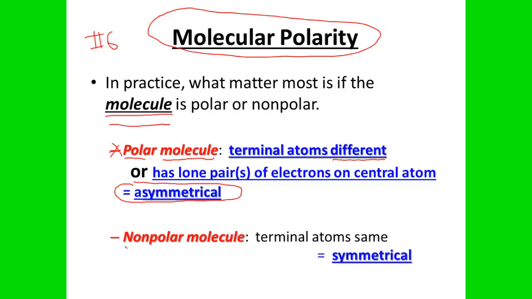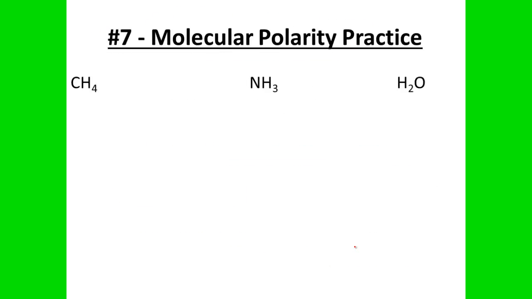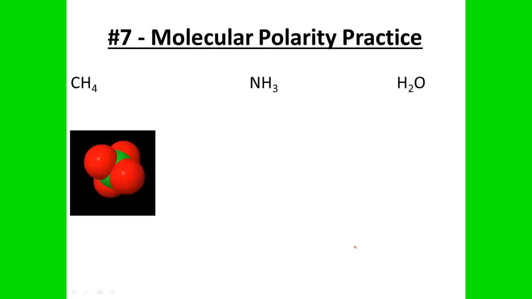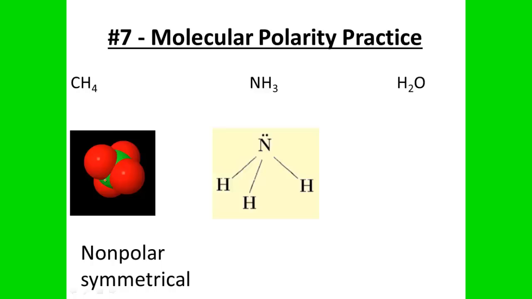If the molecule is nonpolar, it's because the terminal atoms are all the same, meaning it's symmetrical. Even if each bond is polar, if overall it's symmetrical, everybody's pulling equally in different directions, it balances out and it makes the molecule nonpolar. So if it's symmetrical, it's nonpolar. We'll go through a few examples of this. CH4: the central carbon with 4 hydrogens equally pulling in opposite directions would be nonpolar because it's symmetrical.